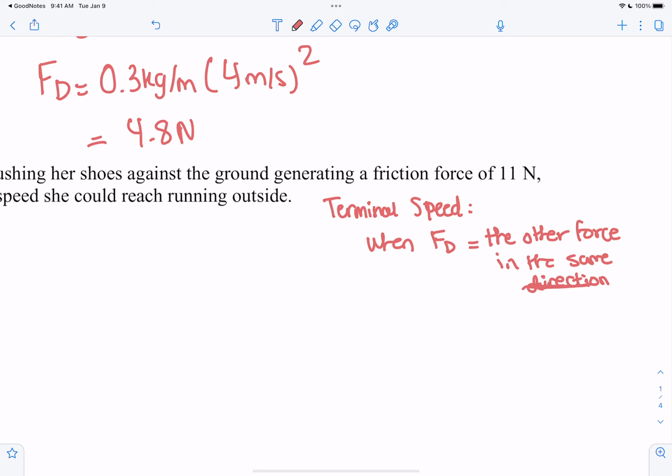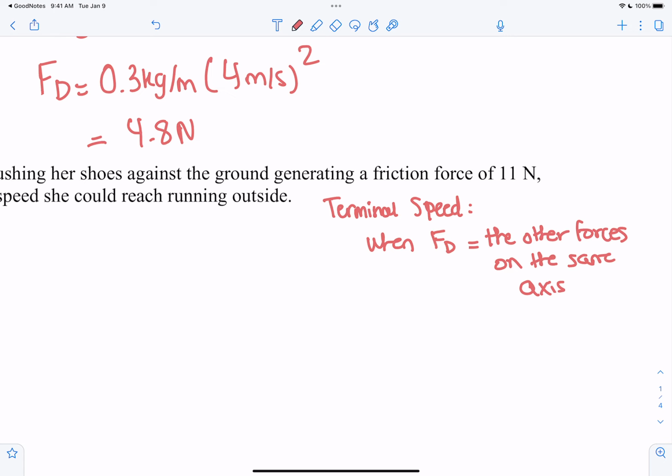Or to put it more clearly, not necessarily the same direction, because we're not negative x, we're looking for just the x direction in general. The other forces on the same axis. That's a better way of putting it.